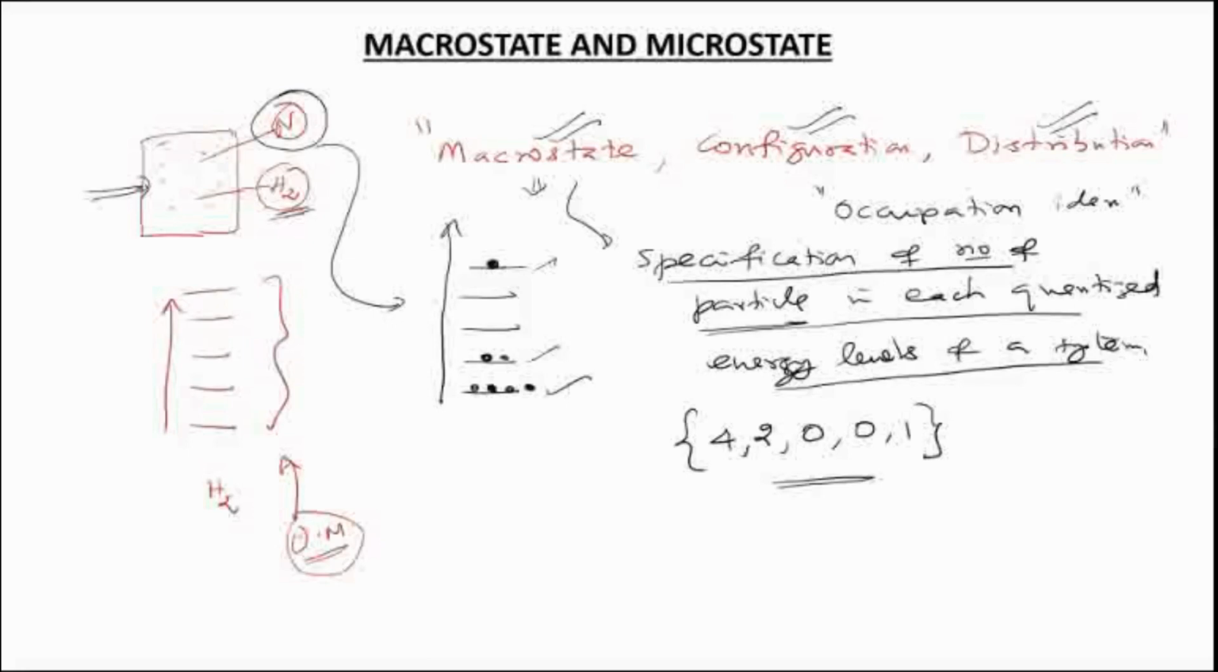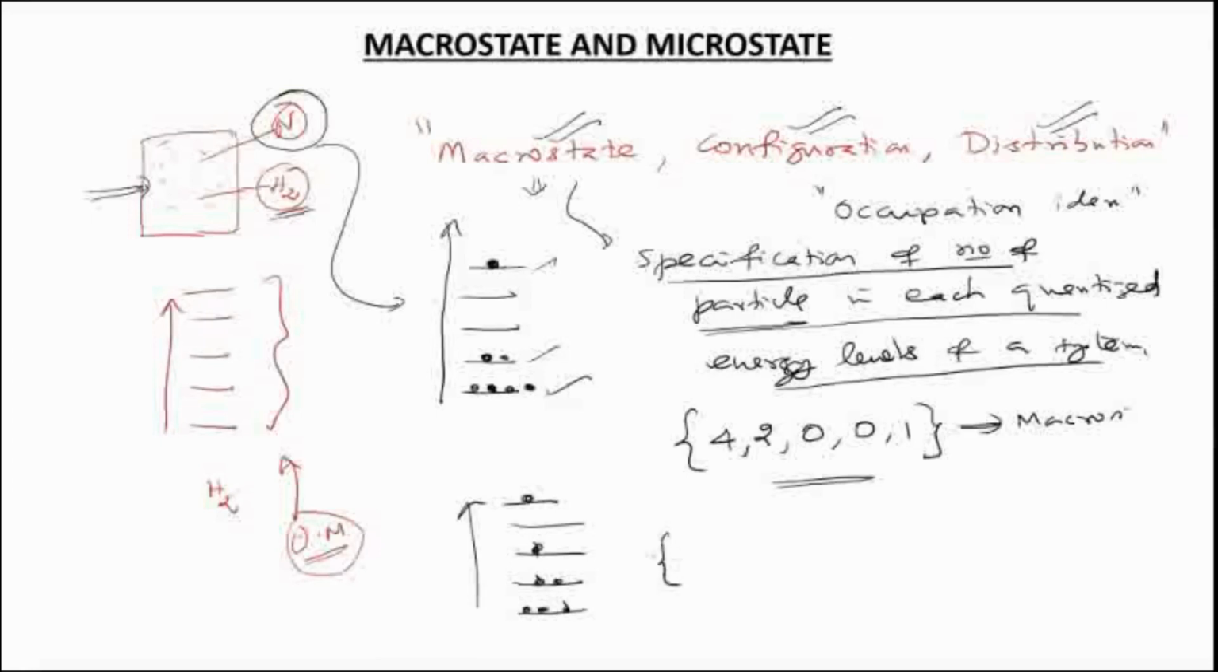Now, let me give one more example. This is one macrostate. Now, using the 7 particles, I'll give another distribution like this. Here I have 2, 1, 1, here 1. So totally we have 6. I'll put one more here. Now I have another distribution like this.